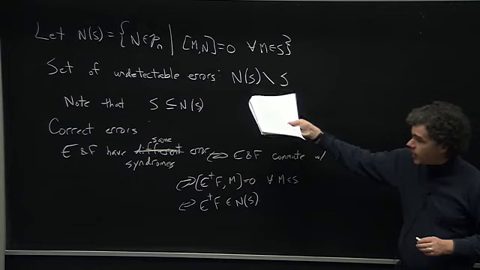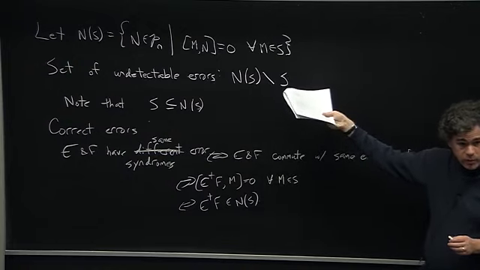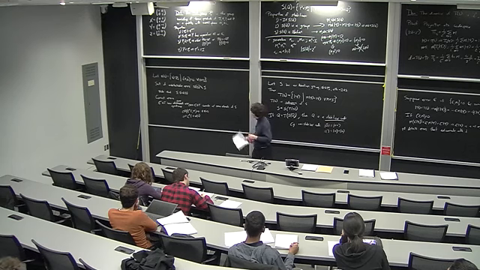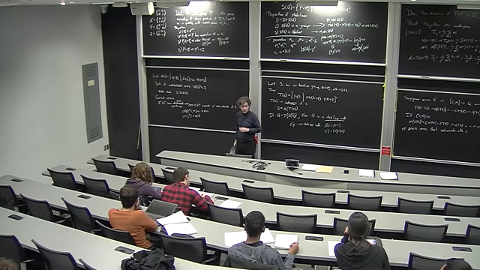But this undetectable part has this minus S in it, which should tip you off that there's also a little bit more for error correction. In particular, let's think about the case when E dagger F is in S.